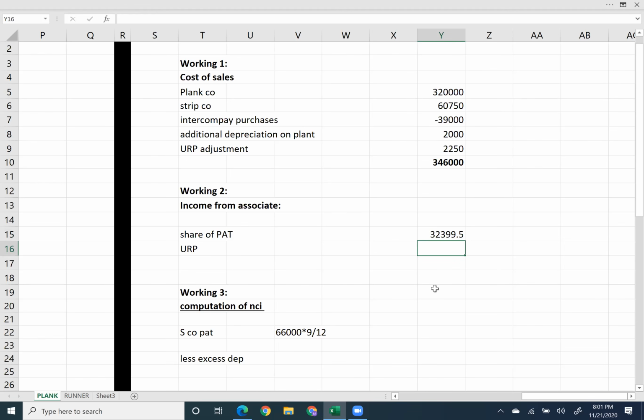How much was the URP? You can directly write the URP, no issue. How much was the URP adjustment? It was 2100. You remember I taught you the 2100 adjustment. Here you go. This is your associate share of profit, 302,999.5.